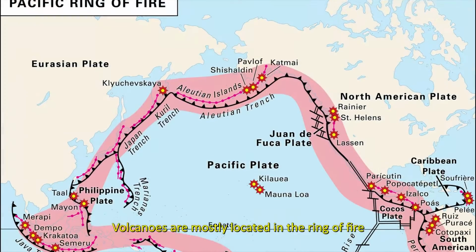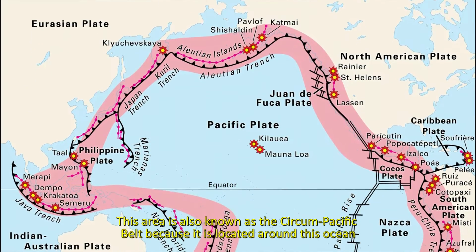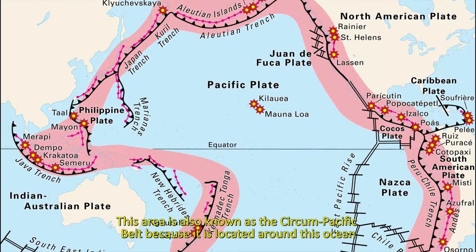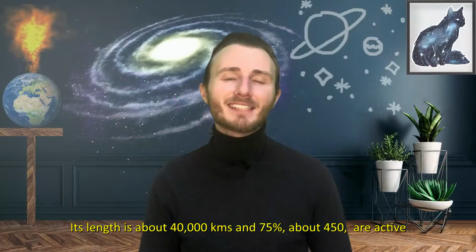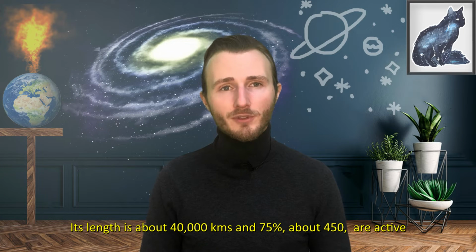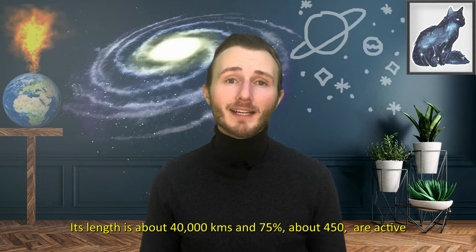Volcanoes are mostly located in the Ring of Fire. This area is also known as the Circum-Pacific Belt because it is located around this ocean. Its length is about 40,000 kilometers and 75%, about 450, are active.